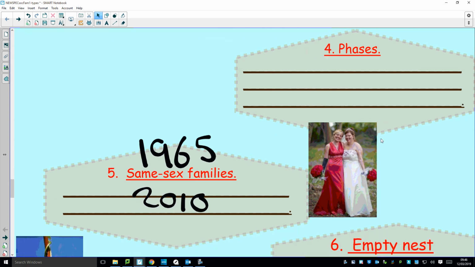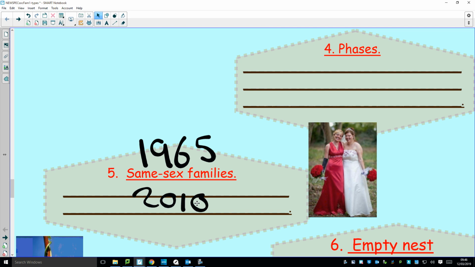Phases. People tend to move through different types of families during their life. On the day you're born, you may be in a conventional nuclear family, or a neo-conventional. Then your parents might break up, and then you're in a lone parent family for a while. A little while later, your mum gets a new partner, stepdad, you're in a reconstituted family. So you change. There's different phases of your life.